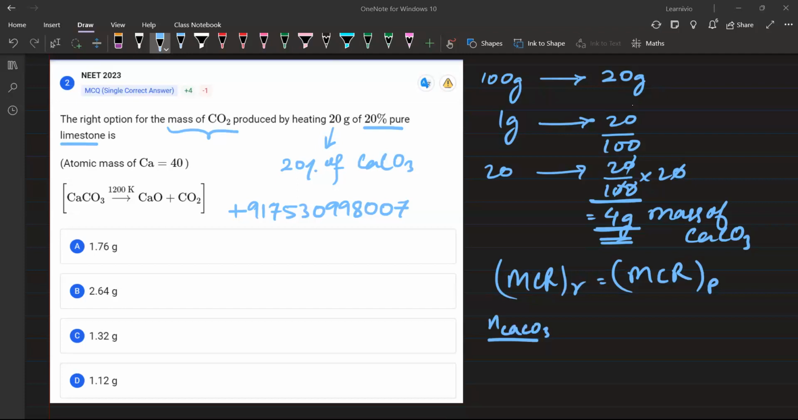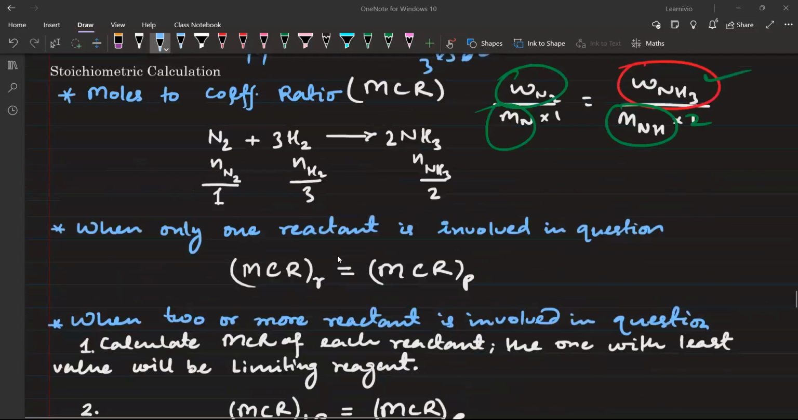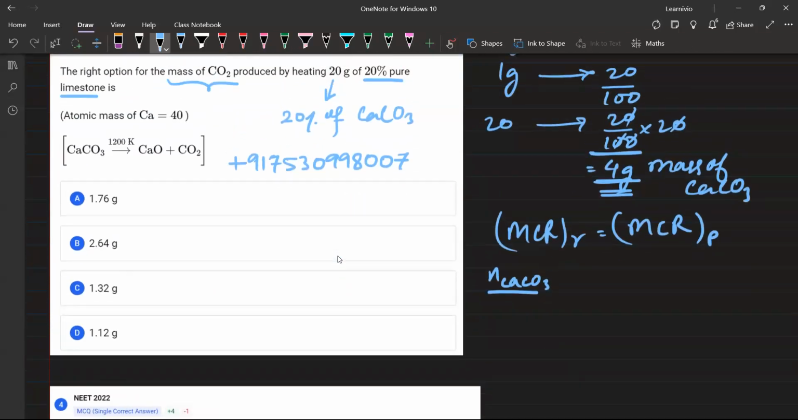What is the number of CaCO3 in the reaction? I'm asking about the moles to coefficient ratio. The number of moles is done; what is the coefficient of CaCO3? Do you understand what I mean by coefficient? Earlier, the coefficient of hydrogen was 3, the coefficient of NH3 was 2. What will be the coefficient of N2? 1. Like in 2x² plus 3x, the coefficient of x squared is 2. It's the same thing. So what is the coefficient of CaCO3? 1.